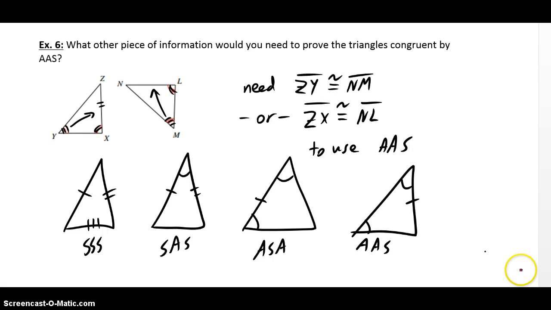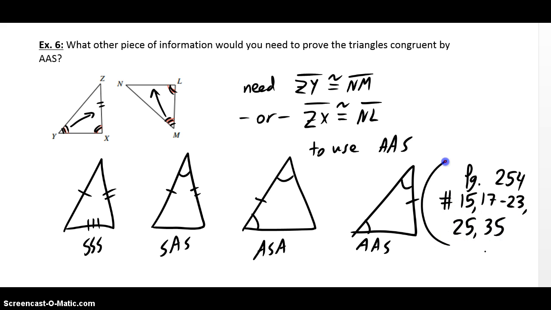For now, your assignment is page 254. You notice it's on the same page as yesterday, so you can just add to it. Numbers 15, 17 through 23, 25, and 35. All right? This is what you're going to be working on for the rest of the period.